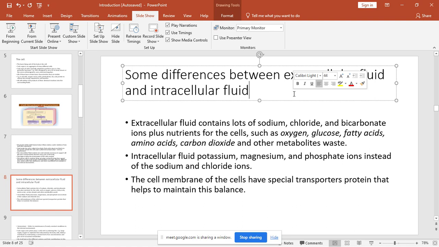In the intracellular fluid, you've got a lot of potassium, magnesium, and phosphate ions, instead of the sodium and chloride ions that are outside. The body is designed in such a way that at any particular time, there should be a lot of potassium and magnesium inside the cell, and a lot of sodium and chloride outside the cell. You're going to see that this is important, especially in the nerve cells.